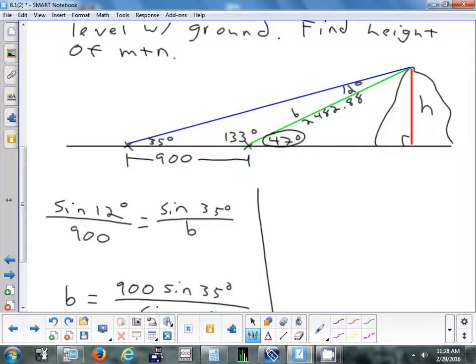What trig function are you thinking, Brian? Inverse sine. Keep in mind, inverse is only used when you need to find an angle. We need to find a side, so we just use sine. Sine of 47 is equal to h over 2482.88. Now you can go back to right triangle trig, and sine is opposite over hypotenuse. Now you have a hypotenuse because you have a 90. So sine of 47 is opposite over hypotenuse.